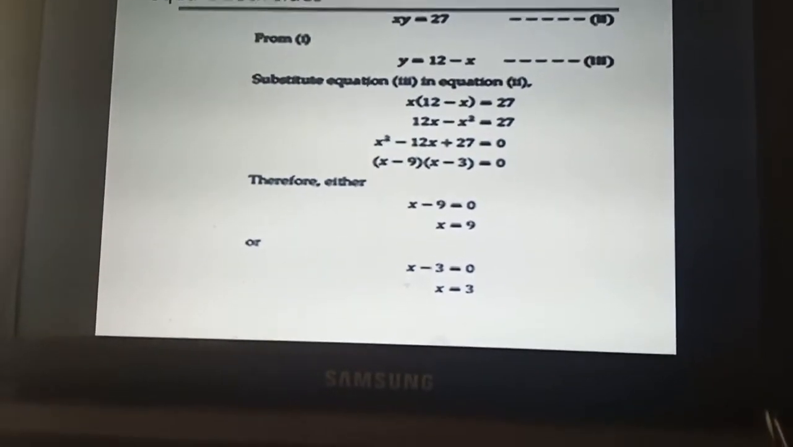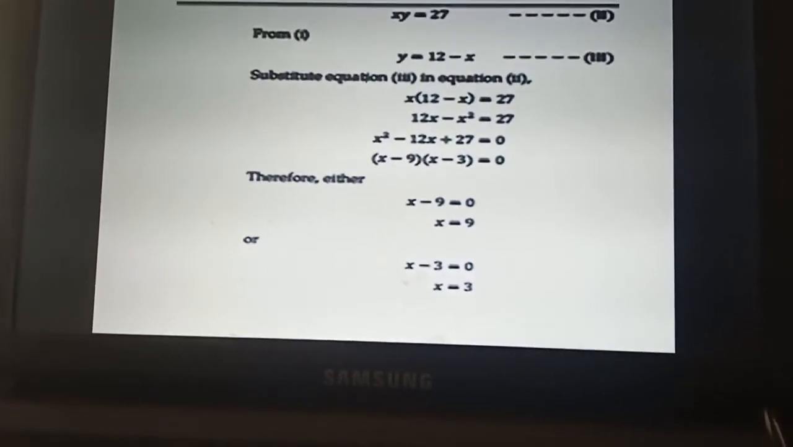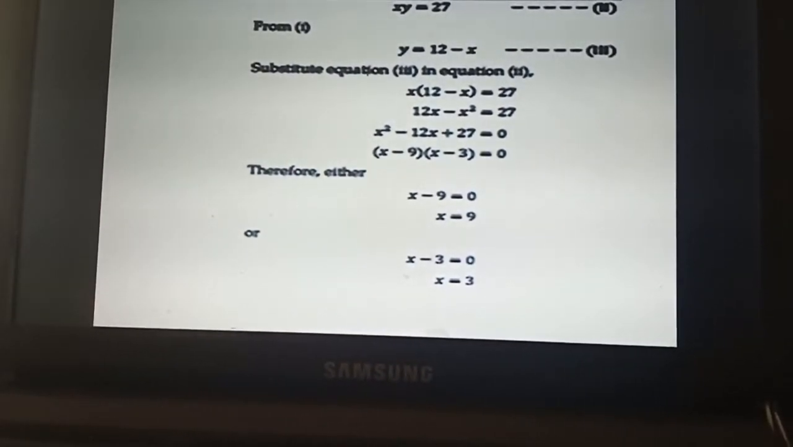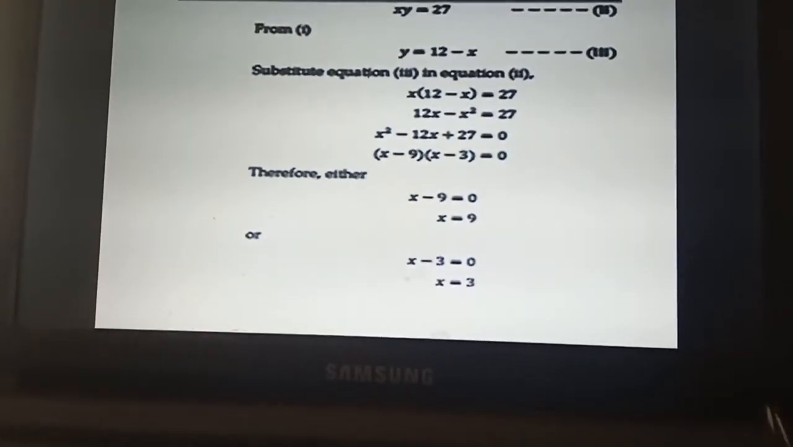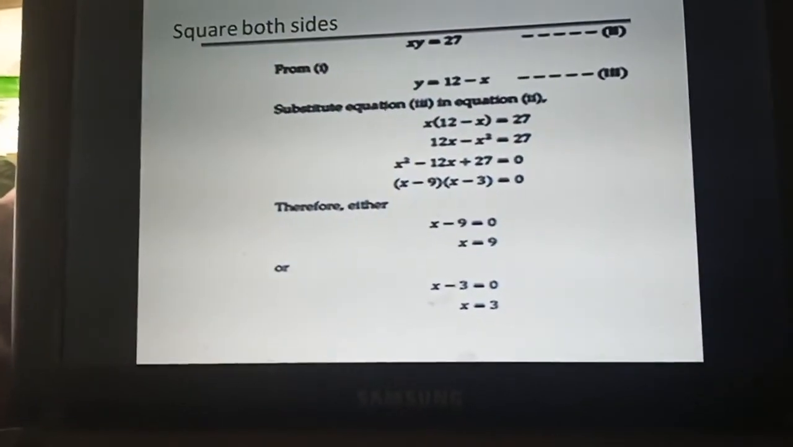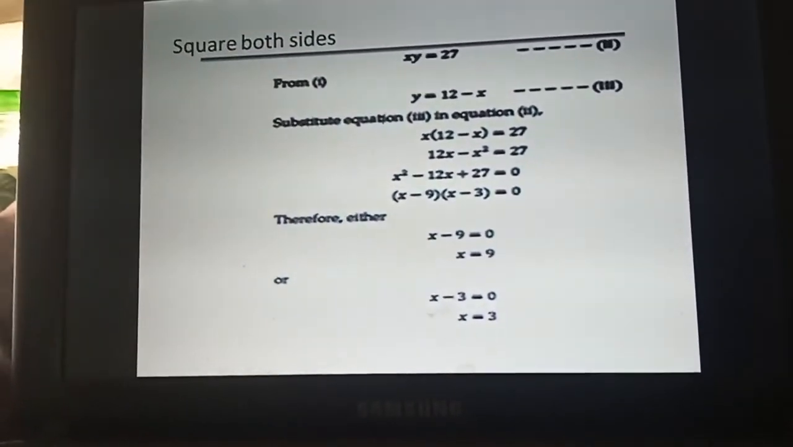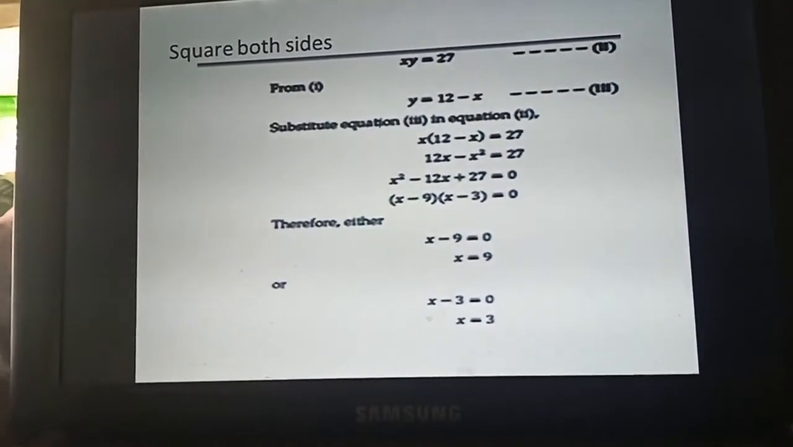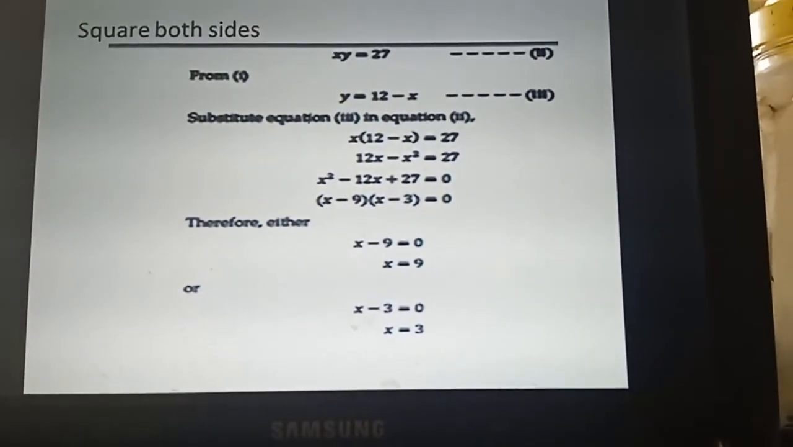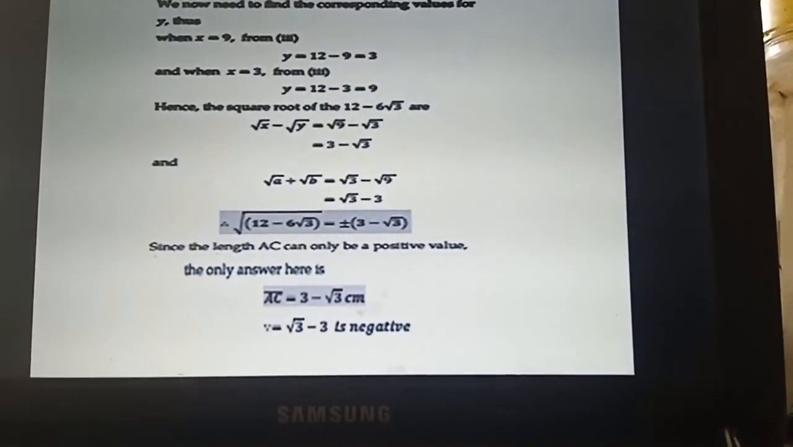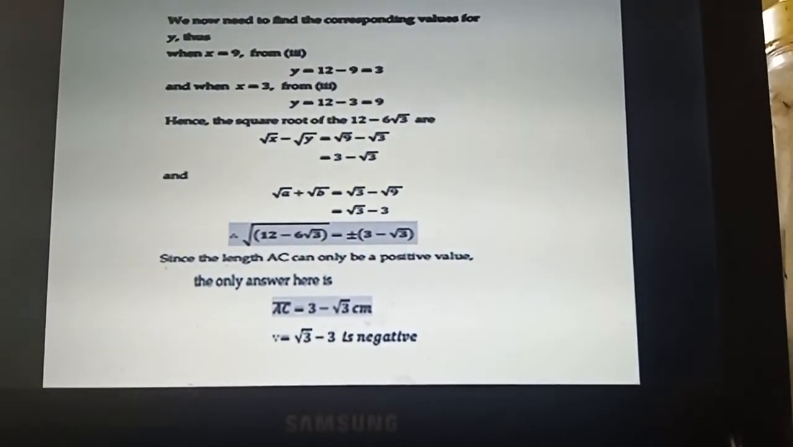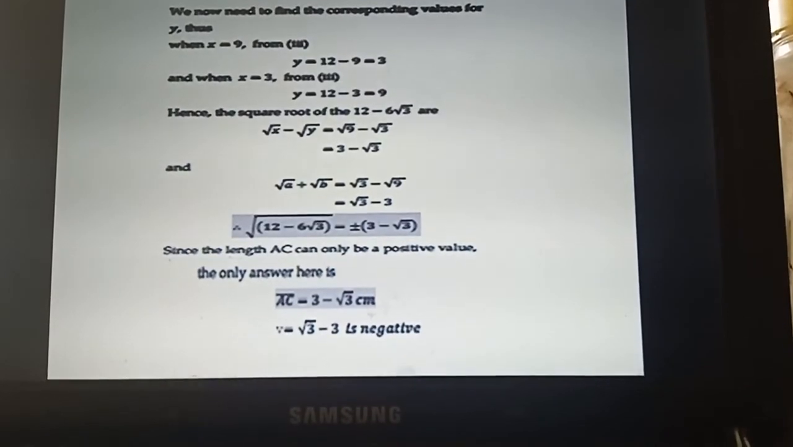Therefore, either x minus 9 is equal to 0, x is equal to 9, or x minus 3 is equal to 0. Therefore x is equal to 3. Then we now need to find the corresponding value for y. Since we have the values of x, we are going to look for values of y.